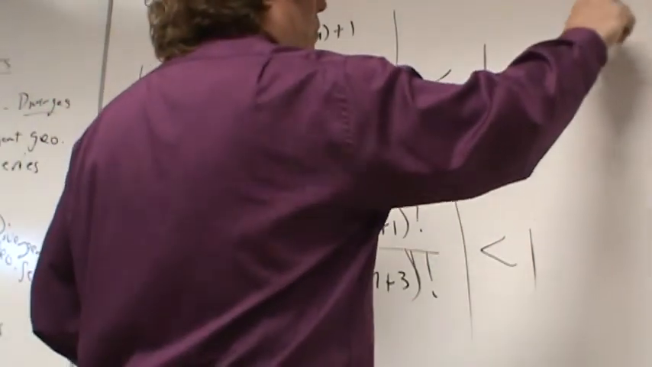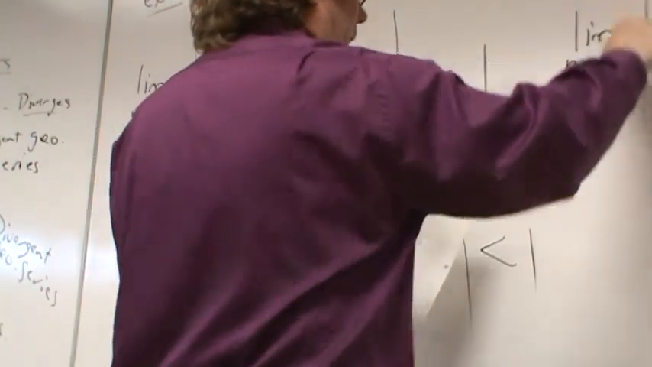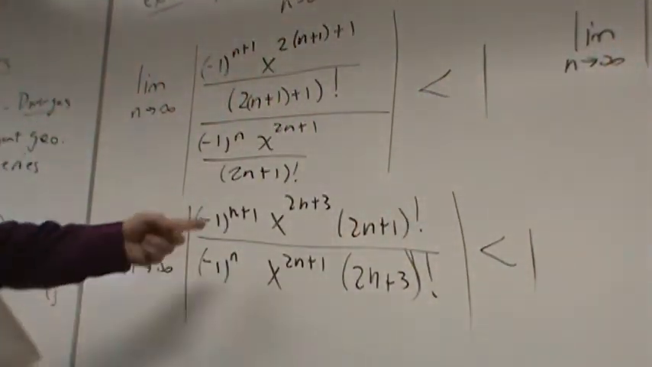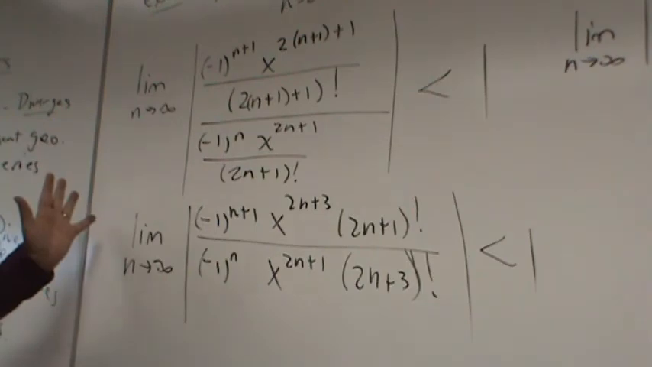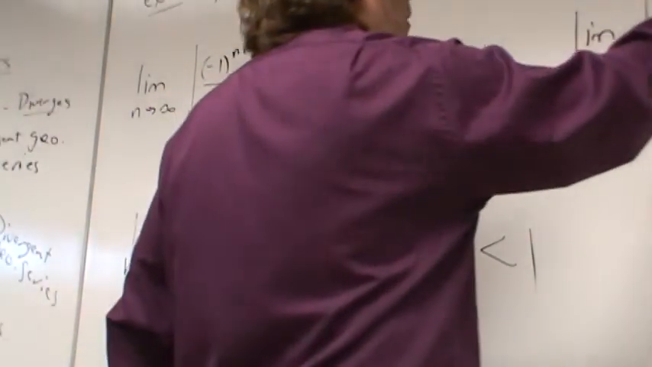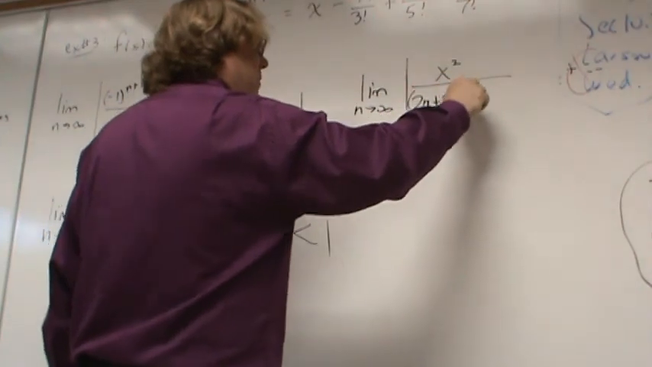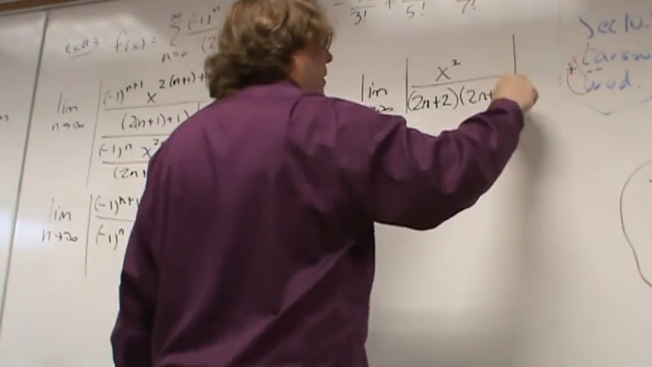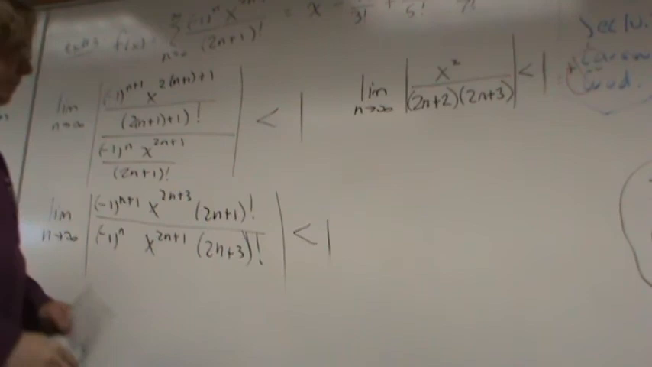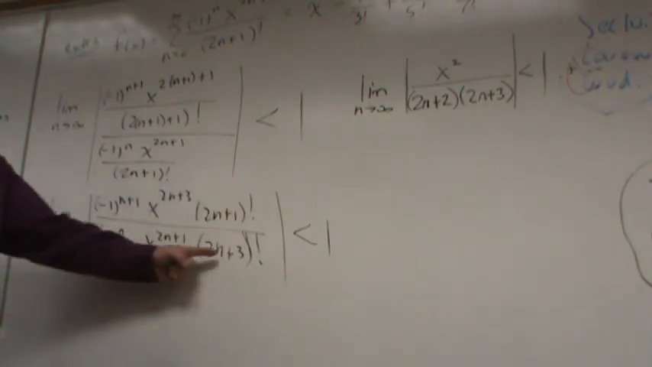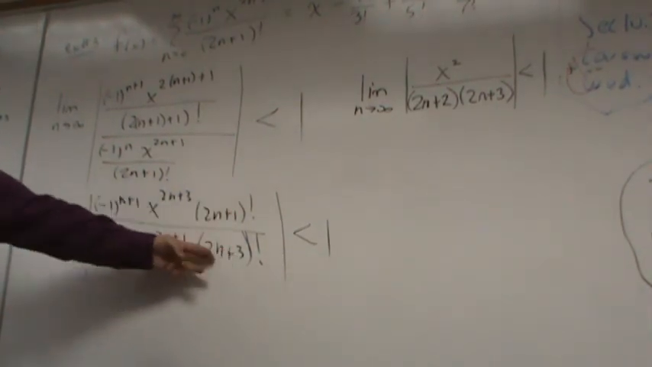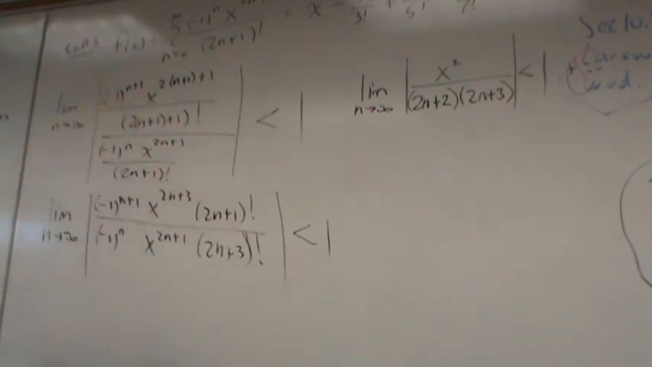Now I'm going to cancel. And I hope you see that the negative ones go away because it's just an absolute value anyway. And I end up with x squared on the top. And on the bottom, I'll tell you why tomorrow, but you end up with (2n+2) times (2n+3). And that's got to be less than 1. (2n+1) factorial over (2n+3) factorial, you've got 2 extra terms on the bottom, the 2n+2 and the 2n+3. And I'll tell you why tomorrow. I'm so sorry for keeping you.